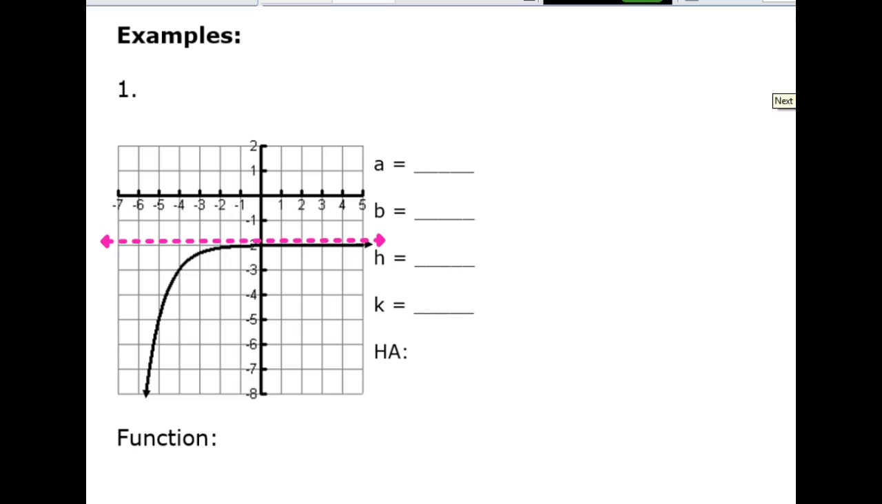Okay, example number 1. First thing you're going to do is pick up your highlighter and highlight the asymptote. The asymptote is at -2. I said that incorrectly. The asymptote is y equals -2. The y equals has to be part of the asymptote, and it's y because it crosses the y-axis. And that's also the k.